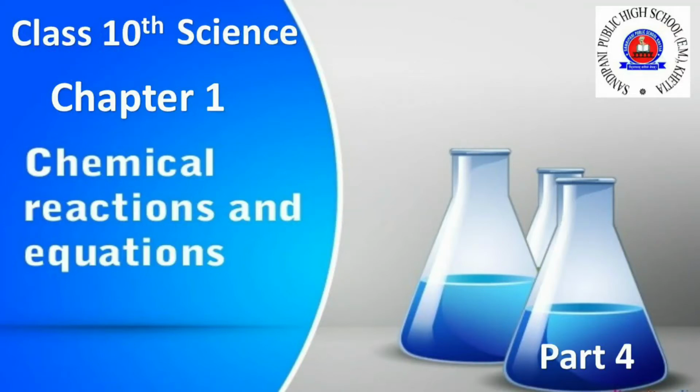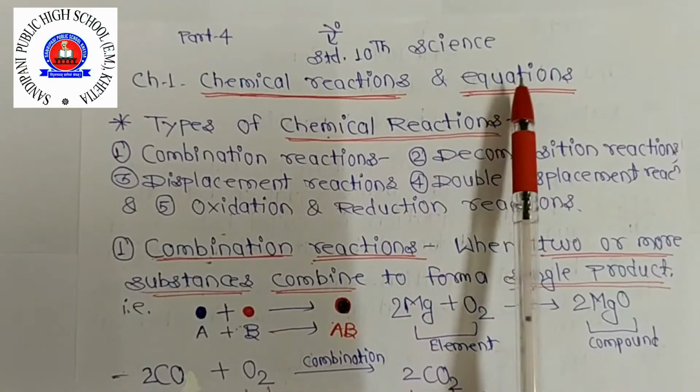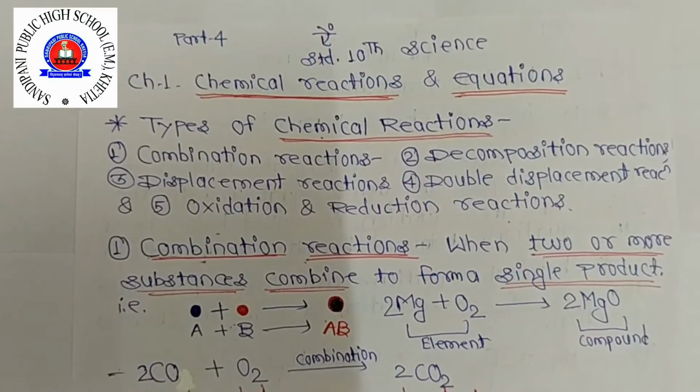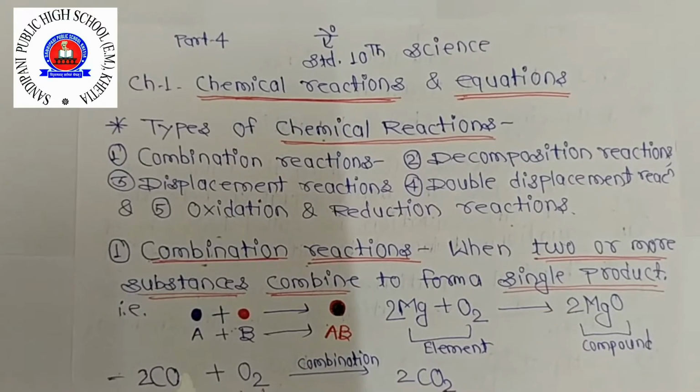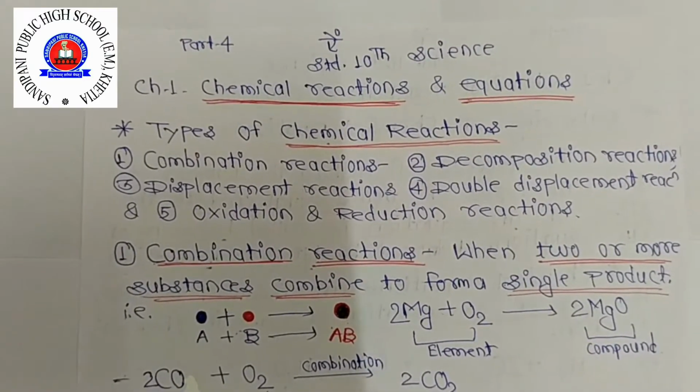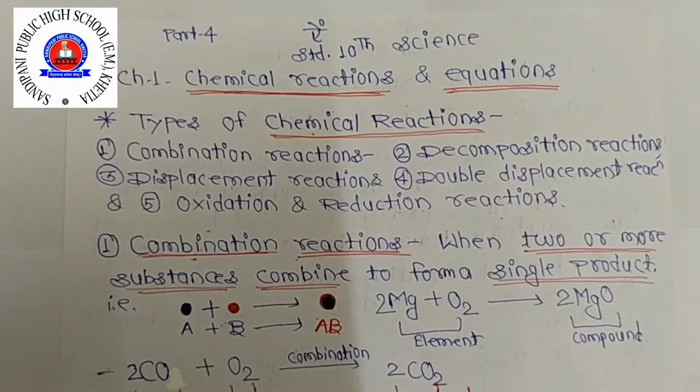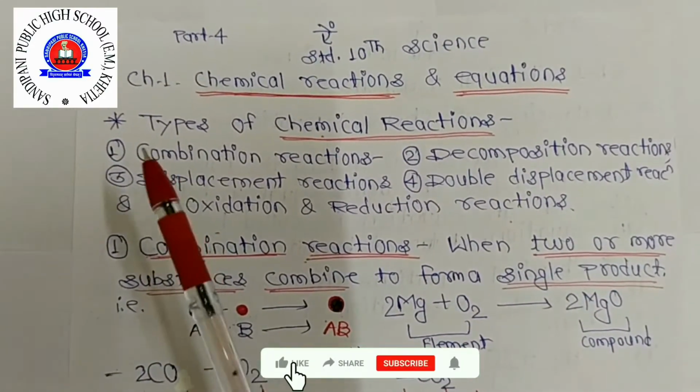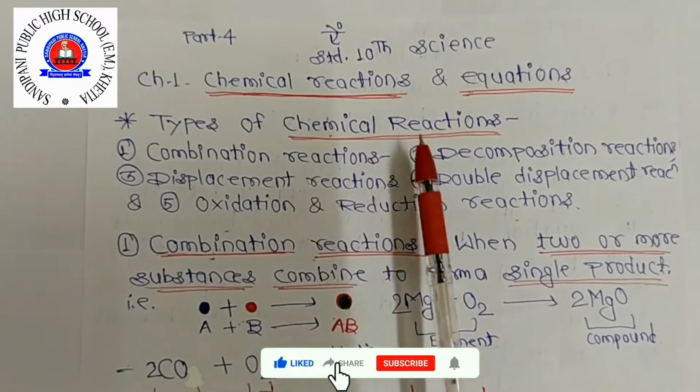Welcome students in fourth session from your textbook chapter number 1, chemical reaction and equation. Today we will continue this chapter. In the last session we studied balancing chemical equation by hit and trial method and some points to make the equation more informative. So today we are going to discuss these types of chemical reaction.